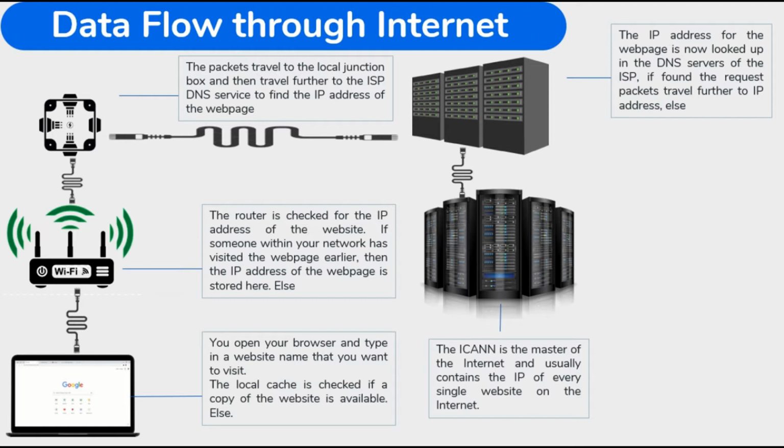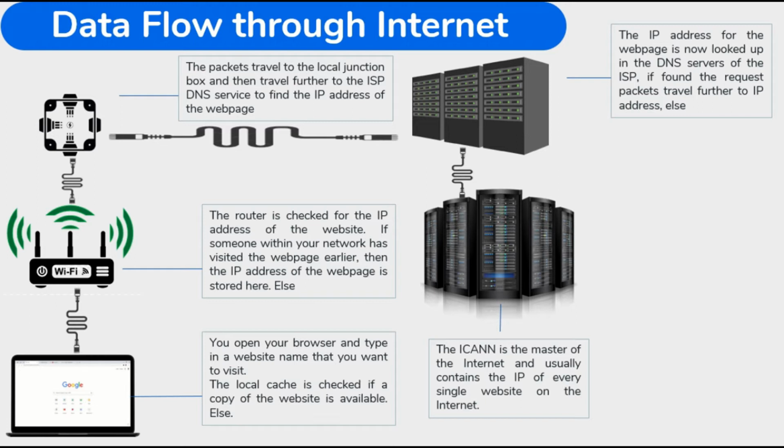Every single piece of information about the internet, the IP addressing, who gets what IP address, the public IP address, all this information is controlled. Mark my words, it's being controlled by the ICANN. That is why I'm saying the ICANN is the master of the internet. This ICANN would typically have the IP address of the website that you are trying to access.